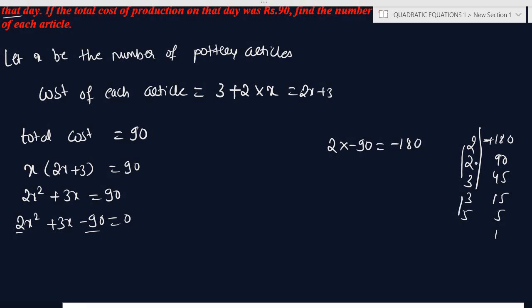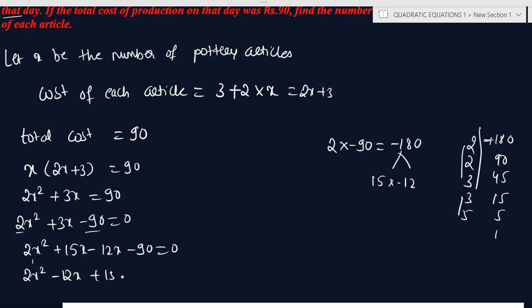What happens now? 12 into 15, right? 15 into 12 is minus 180, and 15 minus 12 is plus 3. So 2x² + 15x − 12x − 90 = 0. Here I can't take common, so I'll make adjustment here: 2x² − 12x + 15x − 90 = 0.